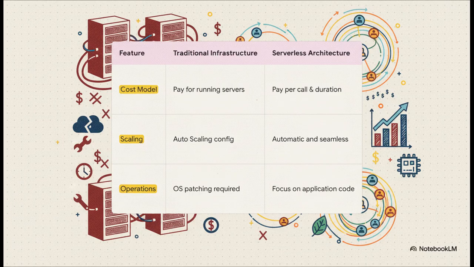First, look at the cost. You go from paying for machines that are sitting idle to paying only for the exact compute time you use. It's a total game changer. Then there's scaling. It goes from being this complex manual process to something that's just automatic. 1,000 users, 1,000,000 users, the platform handles it. In operations, that whole grind of patching and updating is just gone.